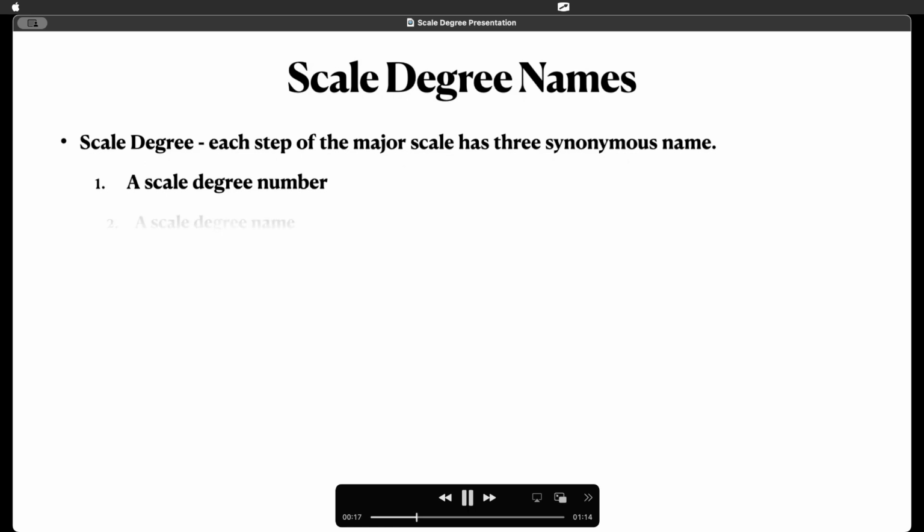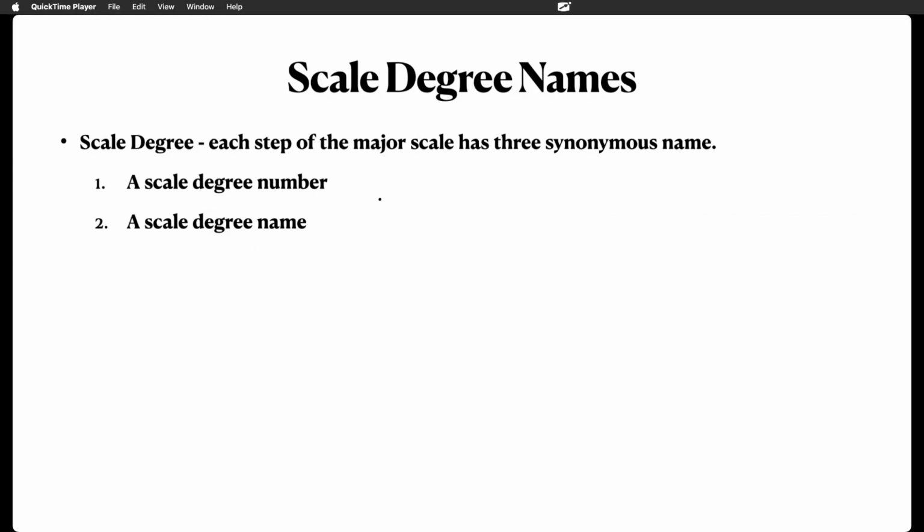Our second way we name things is by scale degree name. So if we're talking about the first scale degree in the key of C, we know that's scale degree number 1 in the key of C. That name is tonic, and that's certainly a word we've seen before. But every other letter in the musical alphabet of that scale also has a name. We're going to review that on our next slide here.